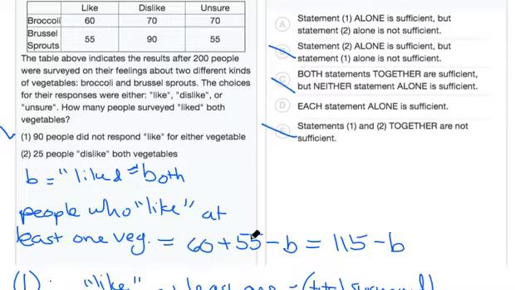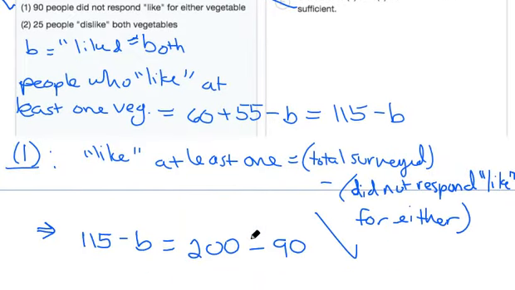So let's scroll back down and consider statement 2. For statement 2, we're given that 25 people dislike both vegetables. This doesn't give us any information about the number of people who like at least one of the vegetables, nor any information about any category involving those people who like only one or both of the vegetables. So we won't have enough information to find a definitive value for B, the variable that we're looking for.